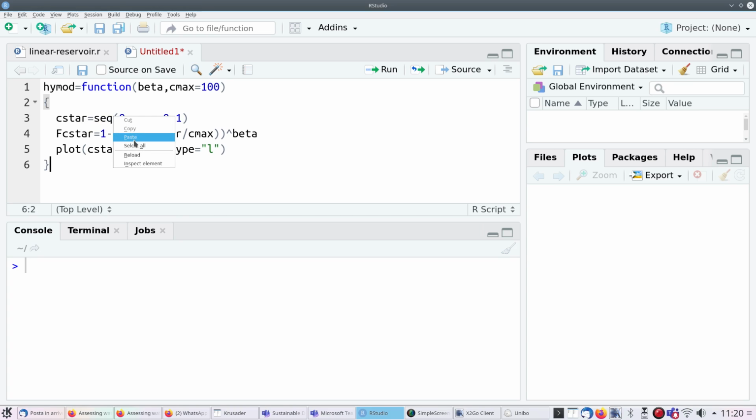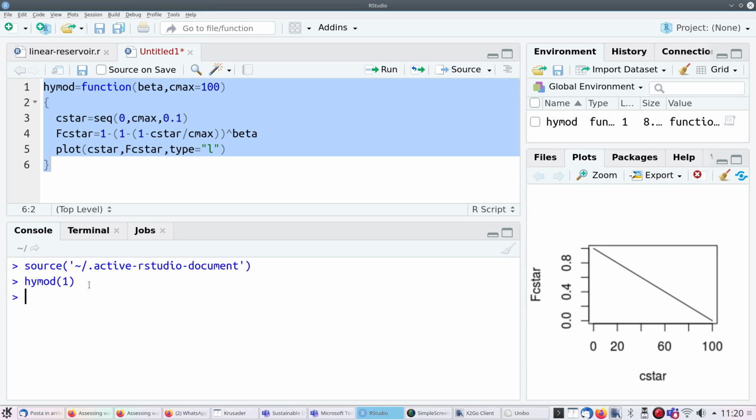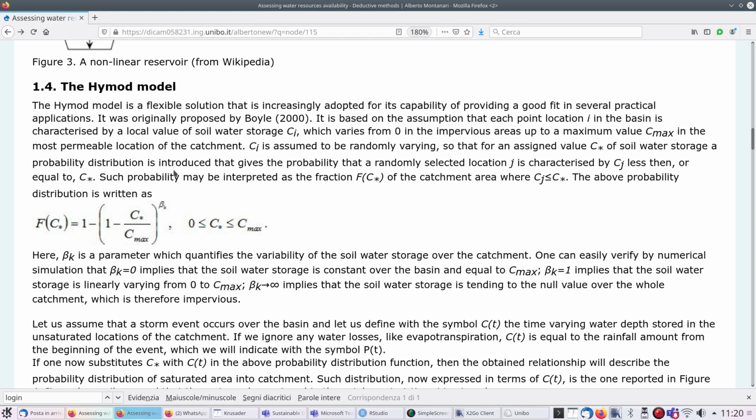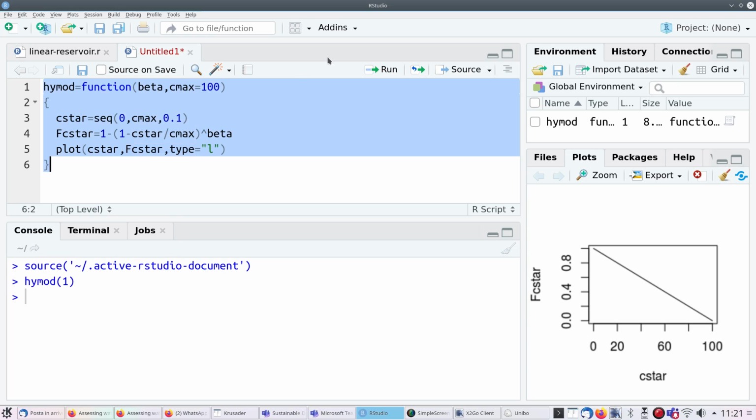Let's try to select all, source. And then let's try to write this plot. iMode. So let's put beta equal 1. This is the plot. Let me see. There is something which is not correct. Just 1 second. Let me look at here. Yeah, 1 minus C star divided by C max. Yeah, this is correct. There was a 1 that was in excess. Actually, I think we can eliminate this round parenthesis. Now it should work perfectly. We will see. Select all, source, and then iMode 1. Okay, now it's okay.